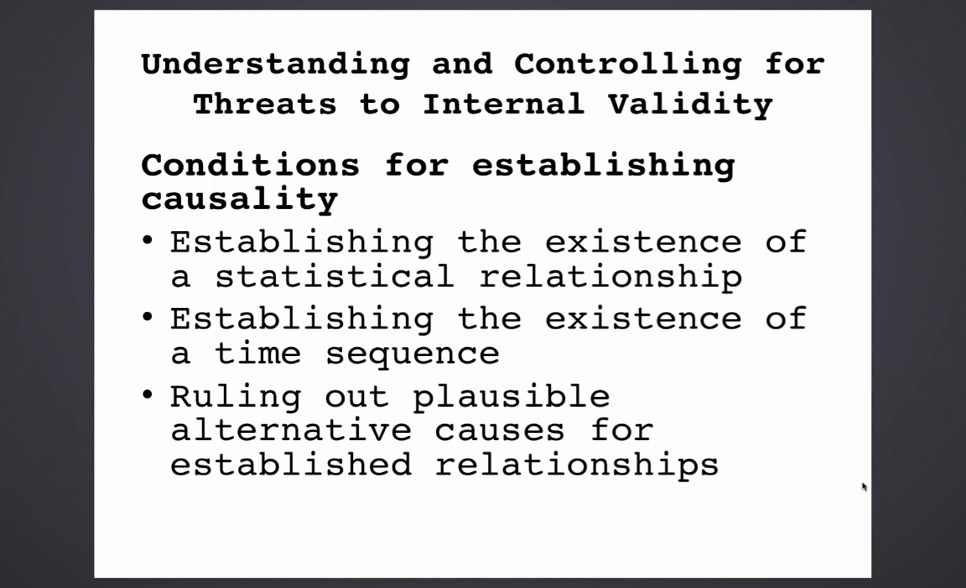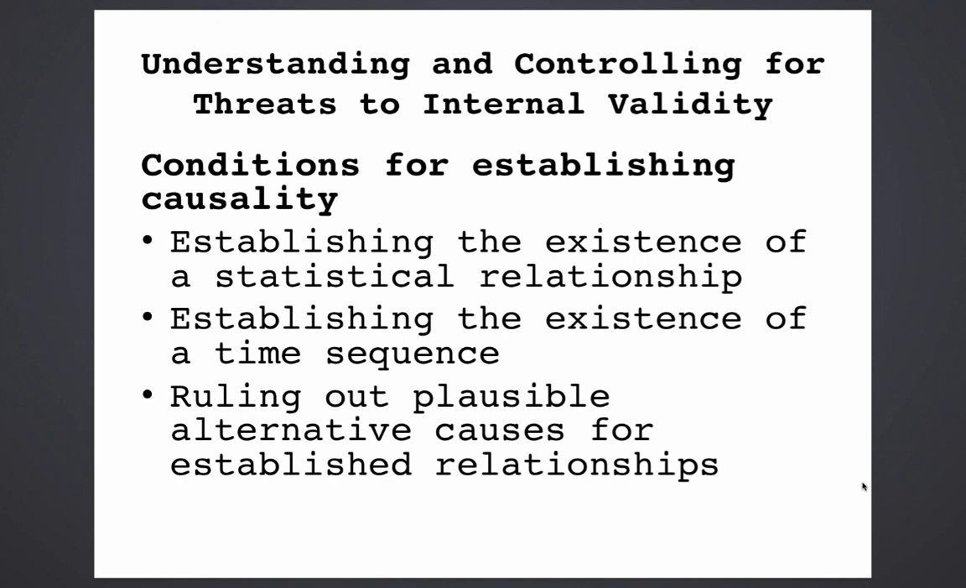And so if the confidence interval for the treatment group around the mean doesn't overlap the confidence interval for the control group, then you can establish statistical significance of the difference between those means. And there's your statistical relationship. And that's essentially an example of the process of establishing a statistical relationship.